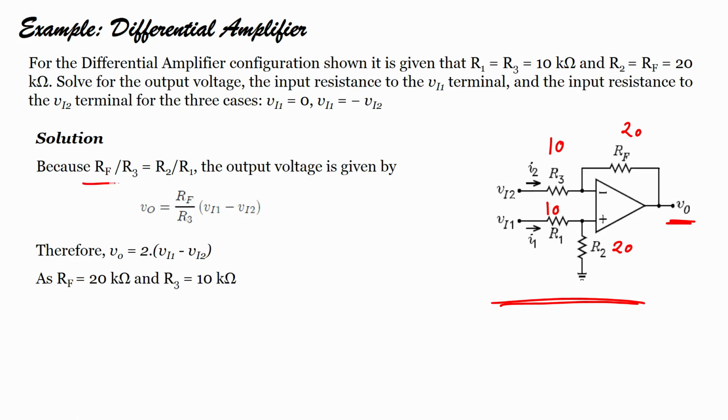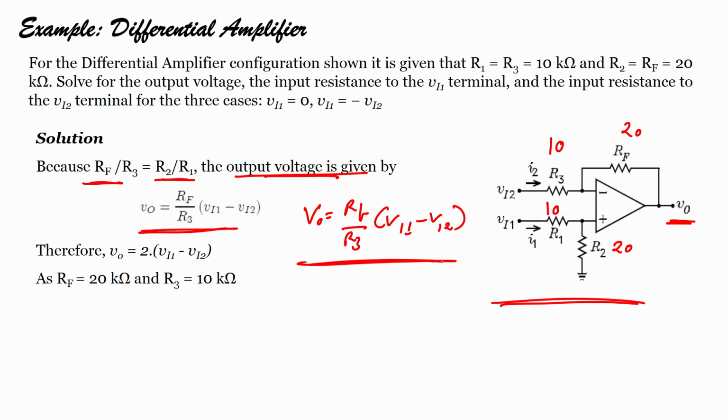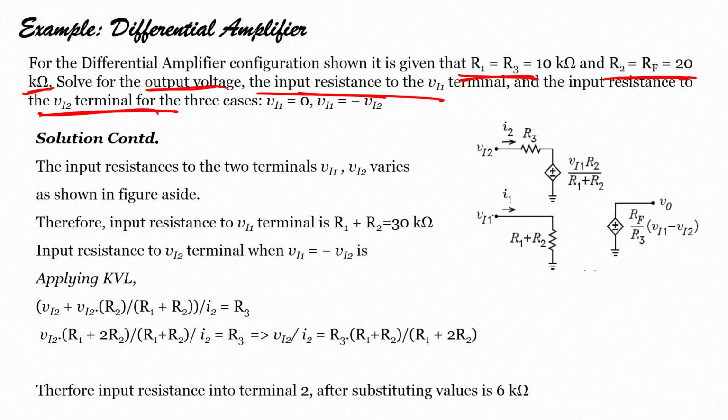Now, because RF by R3 equals R2 by R1, the output voltage is given by, it is very easy, right, VO equals RF by R3 into VI1 minus VI2. If I substitute the values, 20 divided by 10 equals 2. So, VO equals 2 times VI1 minus VI2. As RF equals 20 kilo ohm and R3 equals 10 kilo ohm, the input resistance to terminals VI1 and VI2 varies as shown here, right.